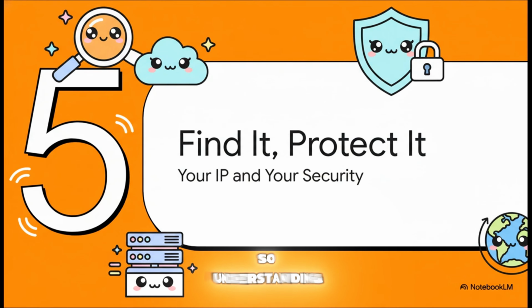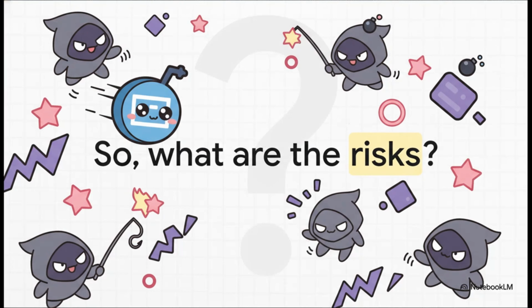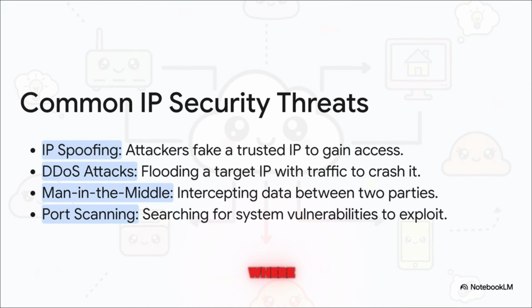All right, so understanding all this is great. It's fascinating stuff. But in today's world, knowing how to protect your IP address, that's absolutely crucial. So what exactly are we talking about here? What are the risks? Well, since your public IP is your one-of-a-kind address on the internet, it can unfortunately become a target for some shady characters online. You've got things like IP spoofing, where a hacker basically fakes your address to sneak into secure places. Then there are DDoS attacks, which is just a fancy way of saying they flood your IP with so much traffic that it completely crashes your connection. And yeah, they can even try to snoop on your data as it's traveling from one place to another.